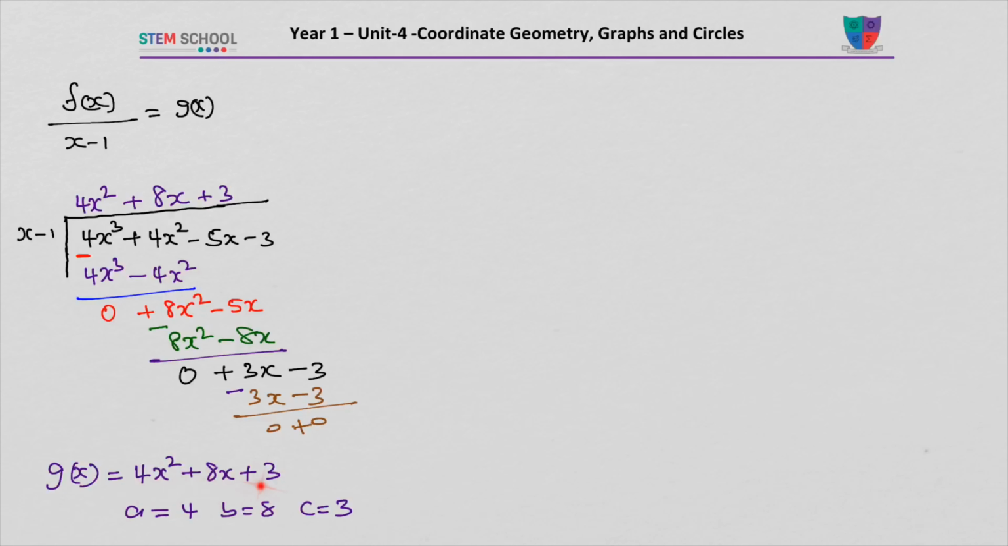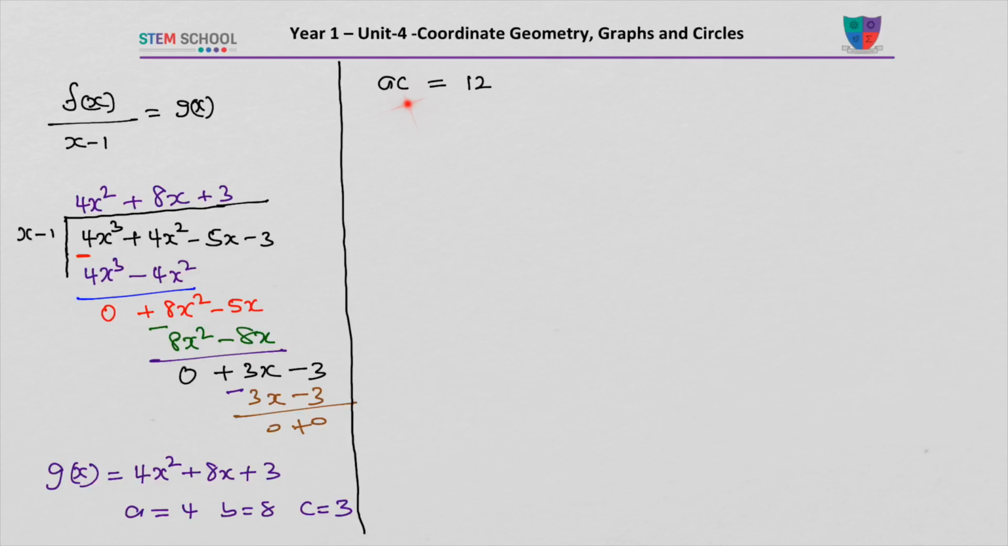Now I got my quadratic, which is g of x. So now I need to solve this to get the two factors, because x squared is the highest exponent, so it will have two factors. I need to try and get those two factors. So a is 4, b is 8, c is 3.